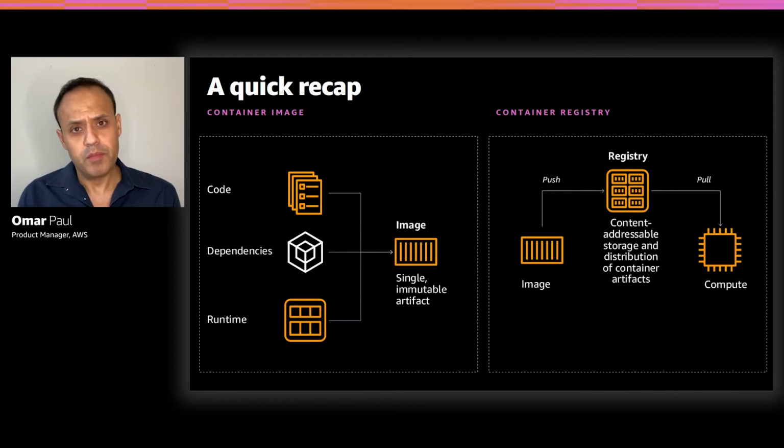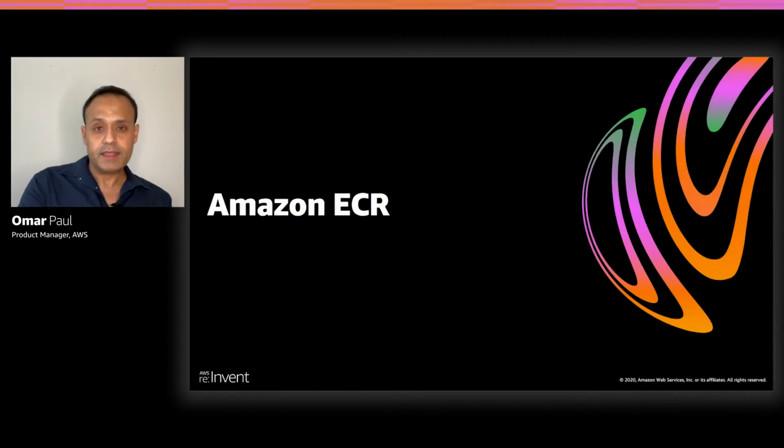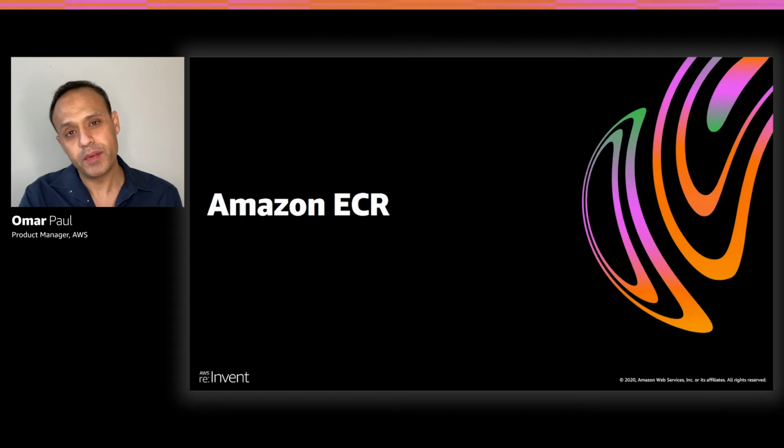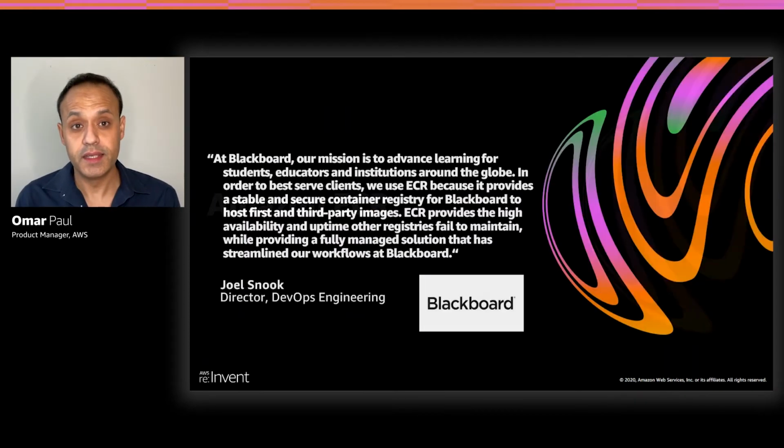A quick recap. Most of us are already familiar with this, but two fundamental concepts about containers and the container registry are an image and a registry. An image is a single immutable artifact that contains everything to run a piece of code. And the registry is your content addressable distribution source where you store and then deploy your images when you start your applications. And this is the core of what we will talk about for the rest of the session. A quick recap of what Amazon ECR is and how our customers use it today.